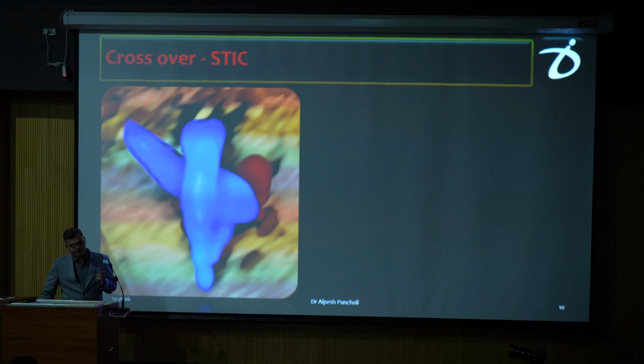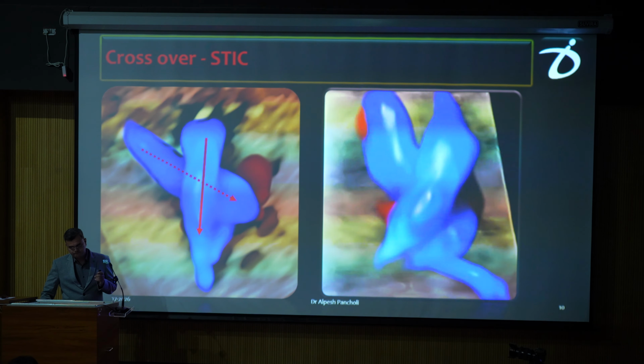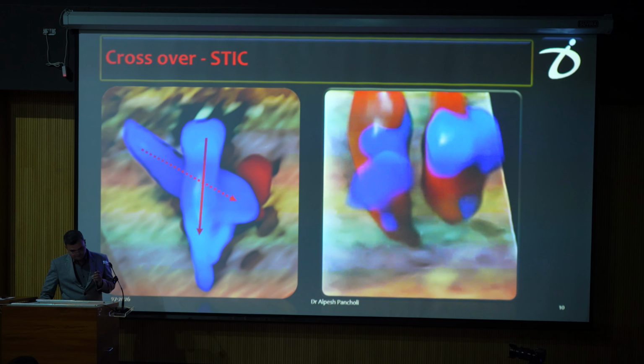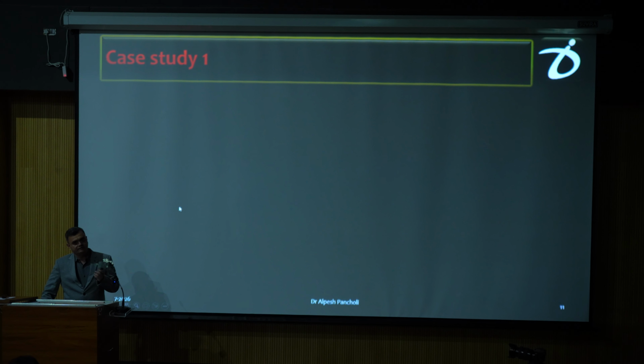So this is in the STIC image. Here we can see this is the RVOT or the pulmonary artery, and below is the aorta, the LVOT. This is normal crossover. So this is very normal. Now instead of going into theory, we will discuss cases, and then we will have a few theoretical points.